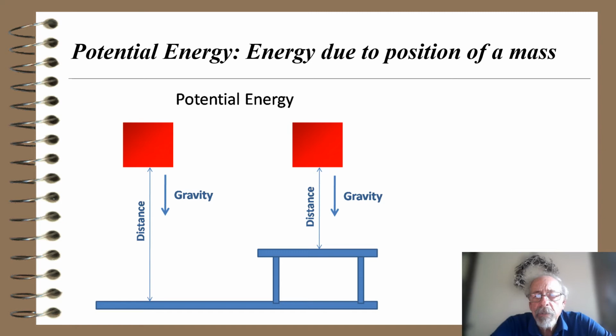Potential energy, energy due to the position of a mass. I show in this diagram two red objects. Gravity is pulling the object on the left-hand side down, and the distance it is above gives rise to so much potential energy. On the right-hand side, I've got a red object which might only go down to, say, landing on a table. And again, it has less potential energy because the distance it would fall is less than on the left-hand side.